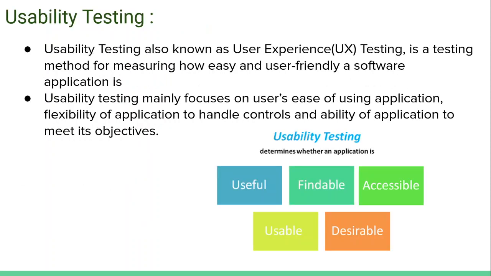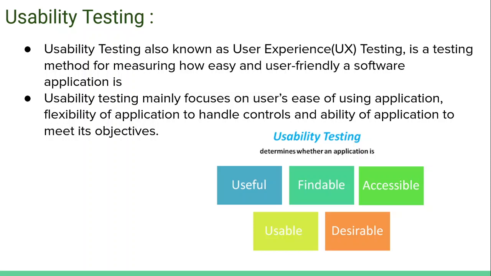Next one is usability testing. So usability testing also comes under system testing. What is usability? Usability means how easily a user can understand that specific application, or how easily he can operate on that application. It is also known as user experience testing. It is a testing method for measuring how easy and user friendly that specific software is. Usability testing mainly focuses on the user's ease of using the application, flexibility of the application to handle the controls, and the ability of the application to meet its objectives, right?